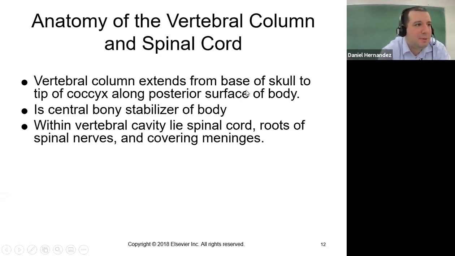So some A&P, anatomy of the spinal cord and the vertebral column. The vertebral column extends all the way from the base of the skull to the tip of the coccyx, along the posterior surface of the body. It is the central bony stabilizer of the body. So we know that the spinal cord is what holds us up. Within the vertebral cavity lie the spinal cord, roots of the spinal nerves, and the covering meninges.